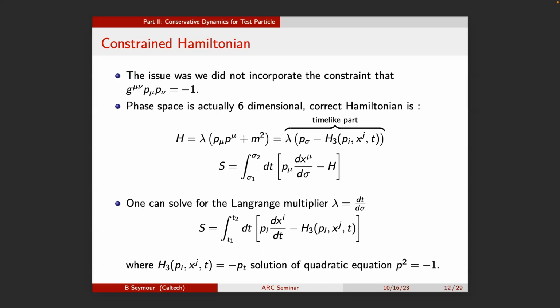Now if you compute what the Lagrange multiplier is, it's basically just dt d sigma. I should have had a sigma, but anyway. In this equation right here, what I'm saying is that this is not equal to 0 anymore, because now the constraint was taken into account. And so this H3 that I call is now the Hamiltonian for the geodesic action. It's the solution, basically p sub t or minus pt, if you solve p squared equals -1. So if you look at the mass constraint, or the mass shell constraint, it tells you what the Hamiltonian is for this.